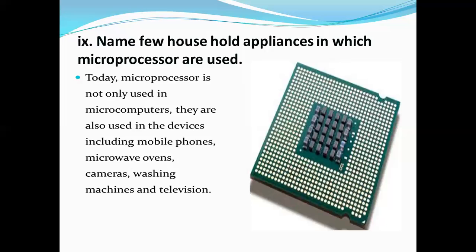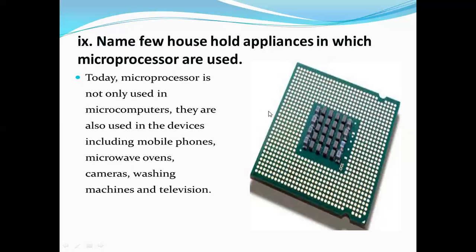Now we will come to the next lecture. The next question is also a general question: name a few household appliances in which microprocessors are used. First of all, why the diagram? This diagram is for the microprocessor, or we can say this is the CPU. Actual CPU is this one. CPU means central processing unit.